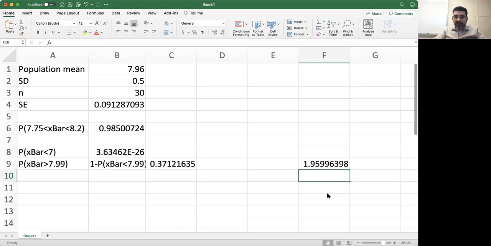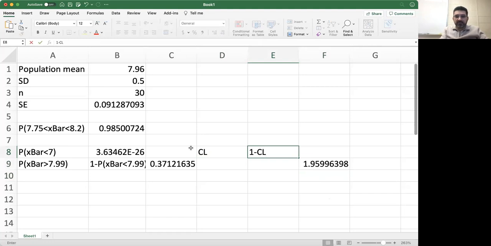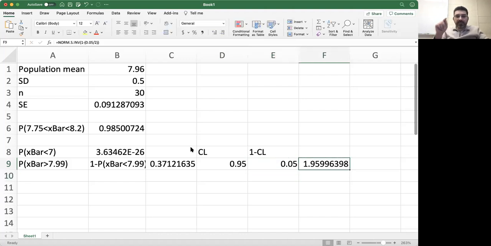Someone can ask me why 0.05. This is the remaining of 95% or 0.95. Because again here I can do this table. This is the confidence level, so this is 1 minus the confidence level. So if the confidence level is 0.95, the remaining will be 0.05. So because of that, I used here 1 minus 0.05 divided by 2.